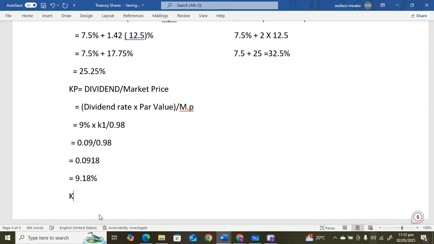Then the debt now, cost of debt. So the cost of debt basically is the after tax interest rate divided by the market price. The after tax interest rate is our interest rate, open brackets, 1 minus the tax rate, divided by the market price.